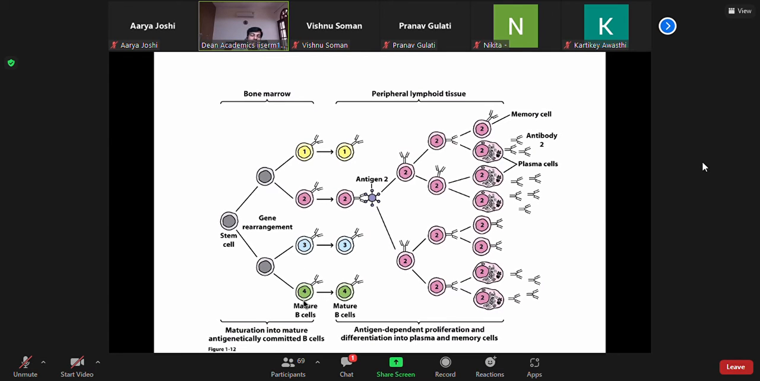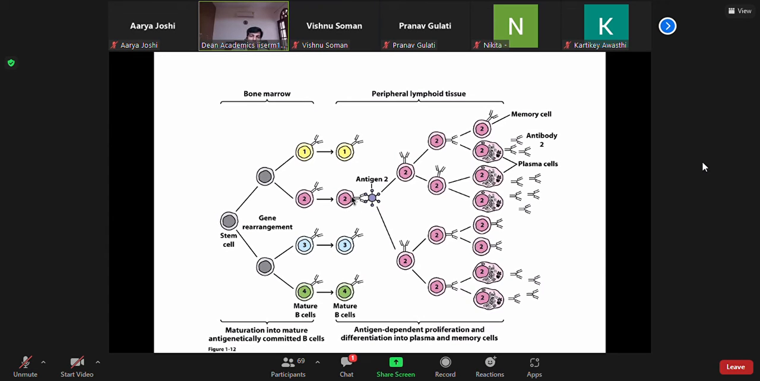Once mature B cells are formed in bone marrow, they will then come to peripheral lymphoid tissues. In peripheral lymphoid tissues, they keep on homing from one place to the other, and they are ready to recognize any antigen you are exposed to. For example, out of those many specificities, you encounter antigen number 2, which can stimulate clone 2 of your mature B cell.